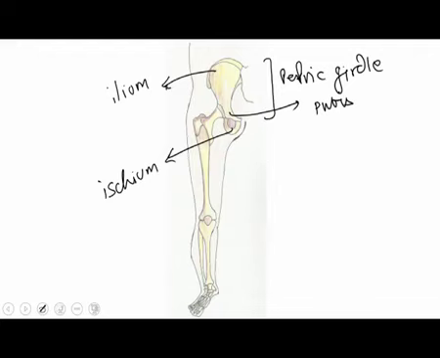So let's go back to the slide again. So we have these three bones which are there in the pelvic girdle, and then we have this longest bone in the body, we call it femur.